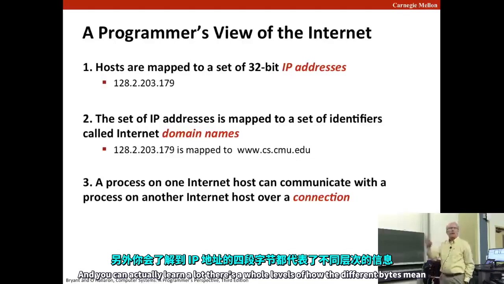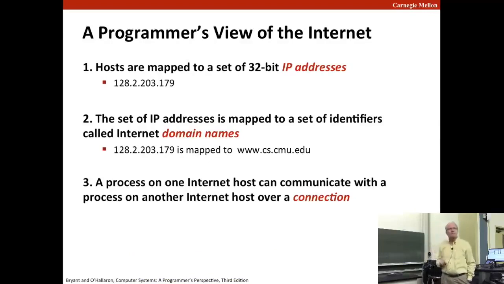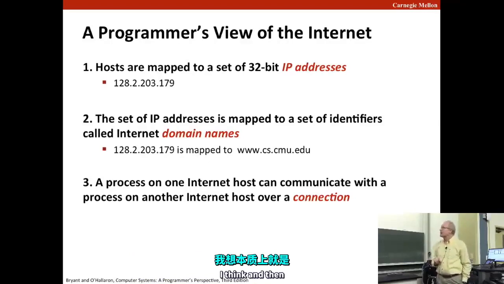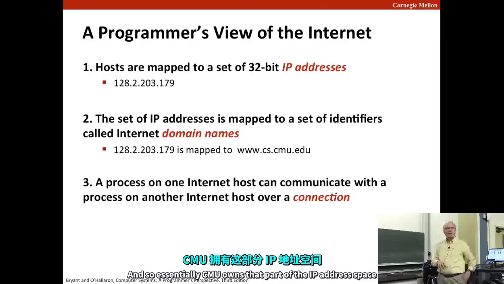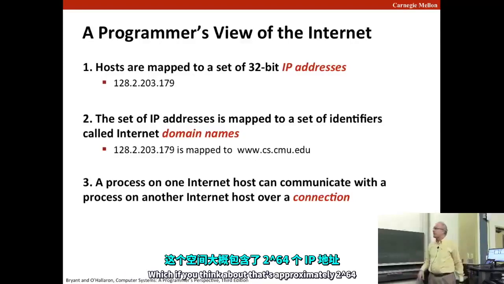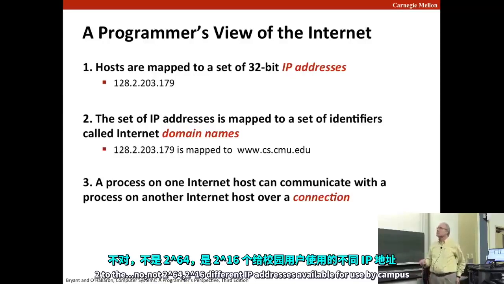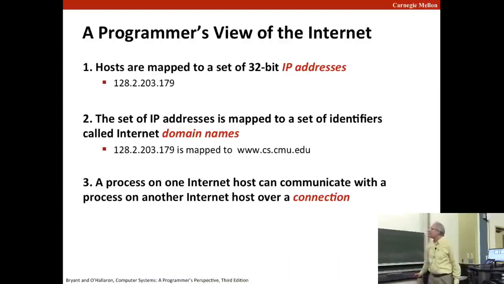And you can actually learn a lot. There are whole levels of what the different bytes mean. But for example, any IP address that starts with 128.2 is at CMU. I think, and so essentially CMU owns that part of the IP address space, which if you think about it, that's approximately 2 to the 16th different IP addresses available for use by campus.